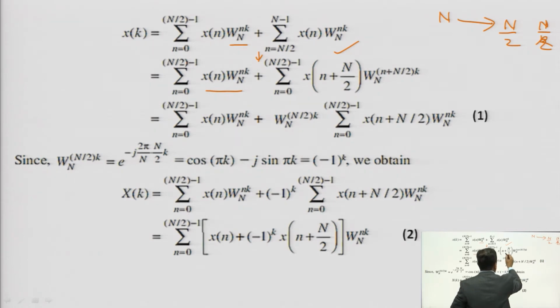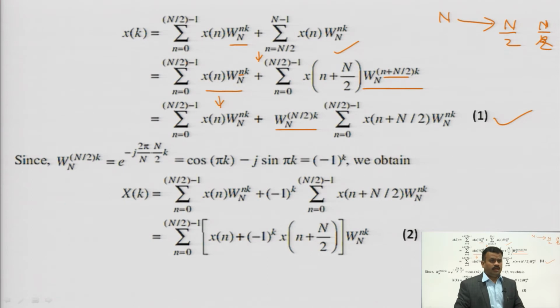So, x[n] plus x[n + N/2] times W_N^n, in the place of n you have to put n plus N/2 k. Now, you have to solve this. As usual it will be the same, but here, because you find two terms, if we split the W_N^(n+N/2)k, this is the twiddle factor. So, you will find W_N^(N/2 k) into summation n = 0 to N/2 minus 1 of x[n + N/2] W_N^(nk). This is your equation number 1.